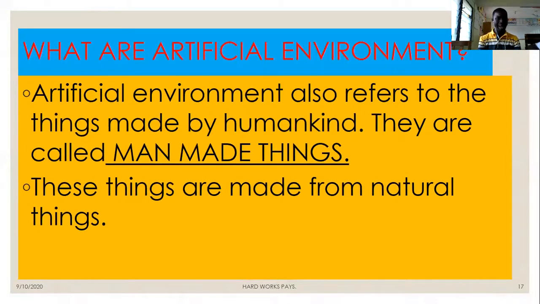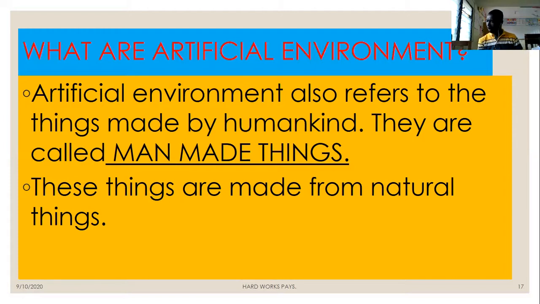What is the artificial environment? Can we all read together? Artificial environment refers to the things made by mankind. They are called man-made things. These things are made from natural things. So a table was made by who? A carpenter. Yes. The book you are holding right now was made by who? It was made by human beings.